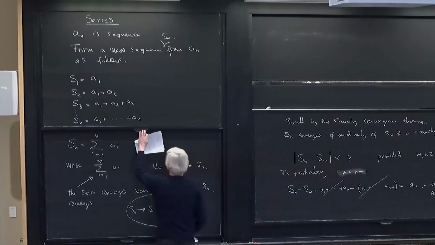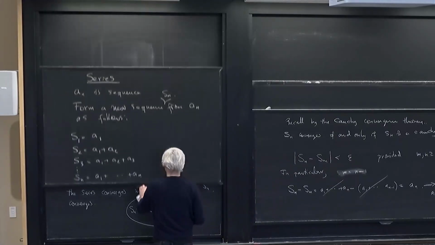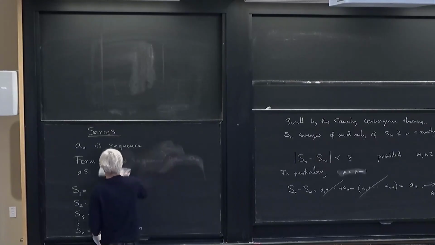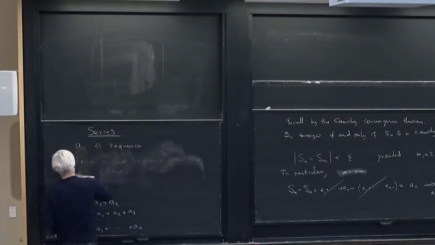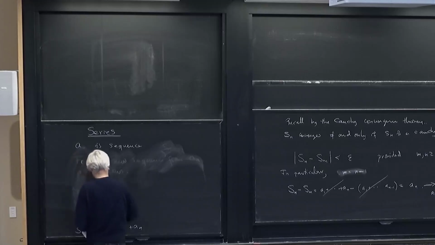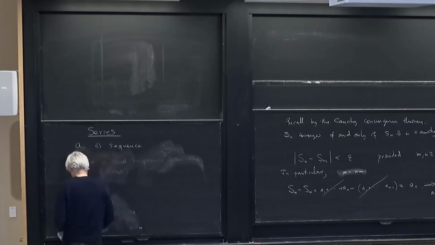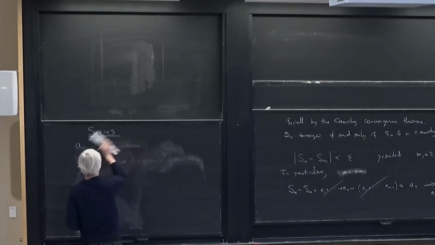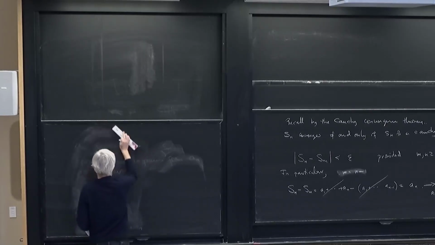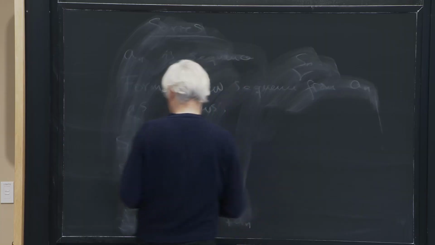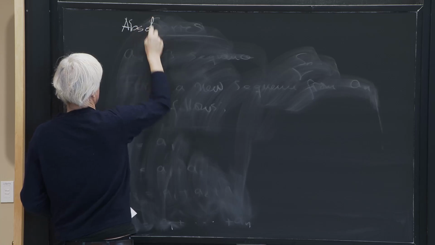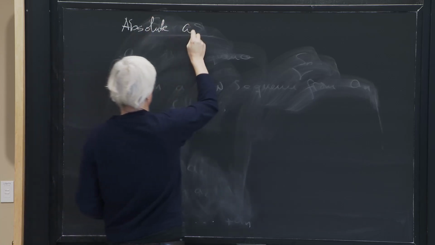Now, when you have a series, most tests, but again not all, determine really whether the series is what's called absolutely convergent. So what is absolute convergence? We talked about that last time, but let me remind you.